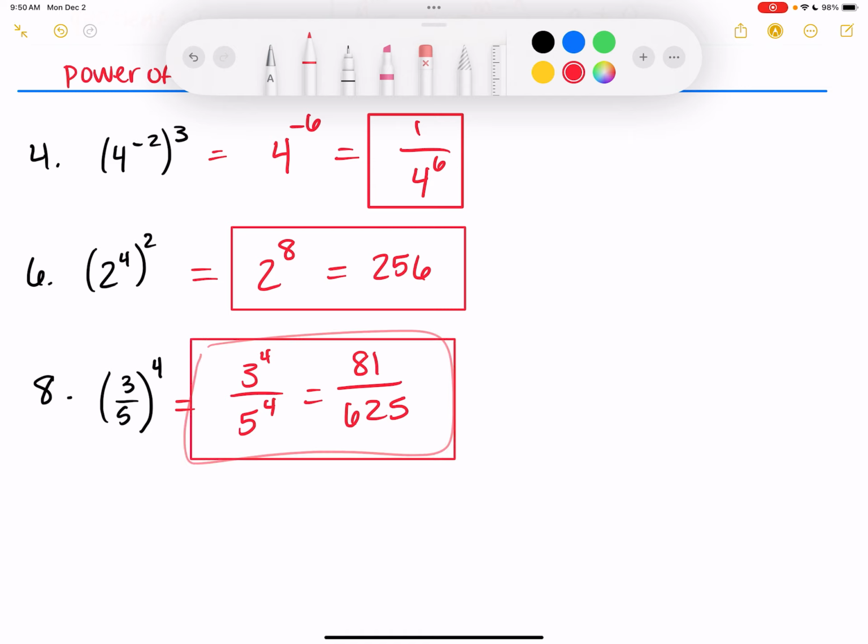Again, I will take either of that. If you want to go to a decimal answer, that's fine, but I would be content with you just leaving it like this.